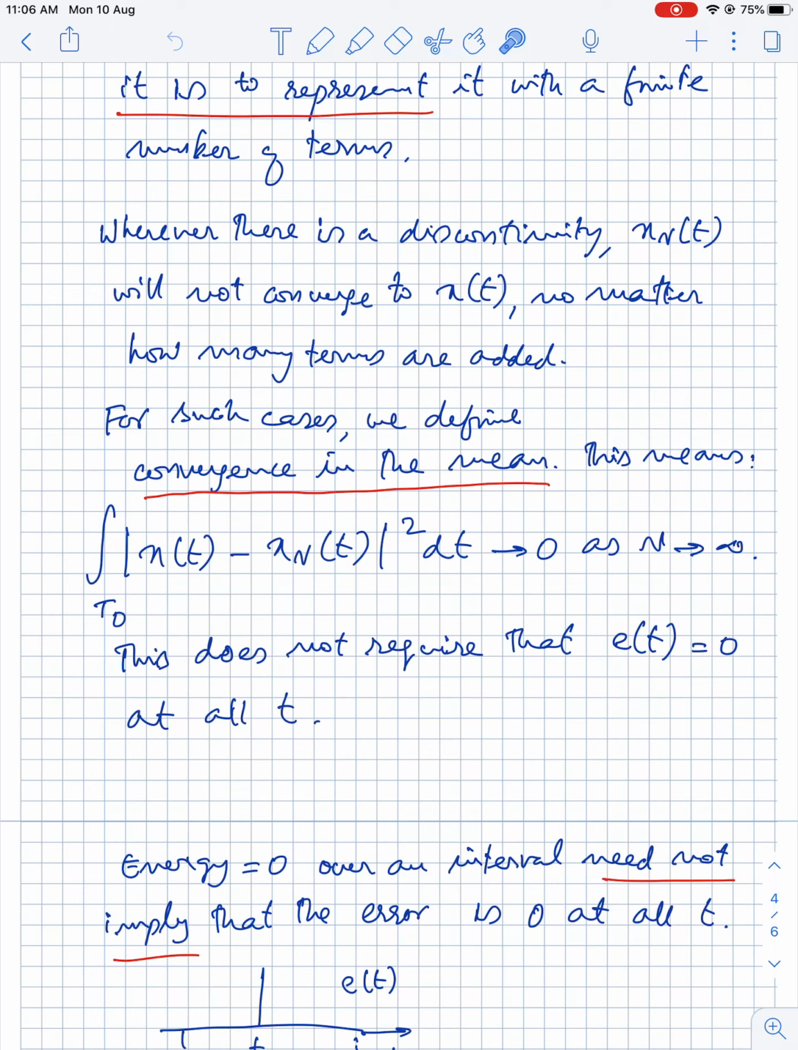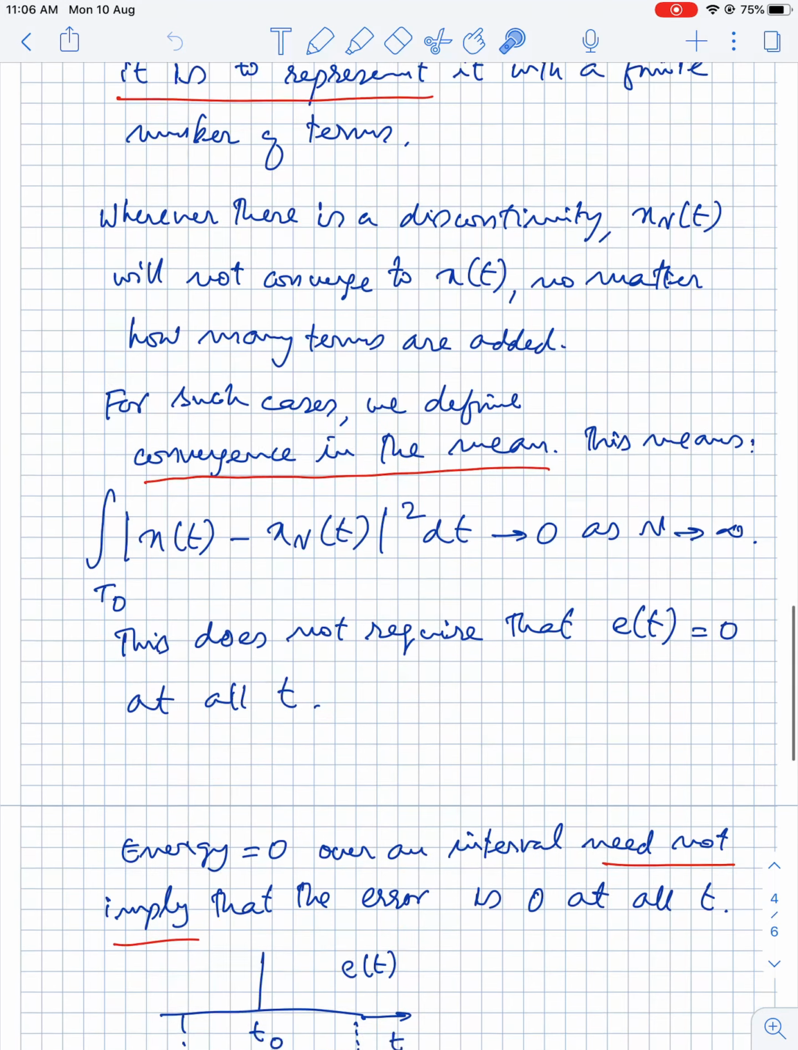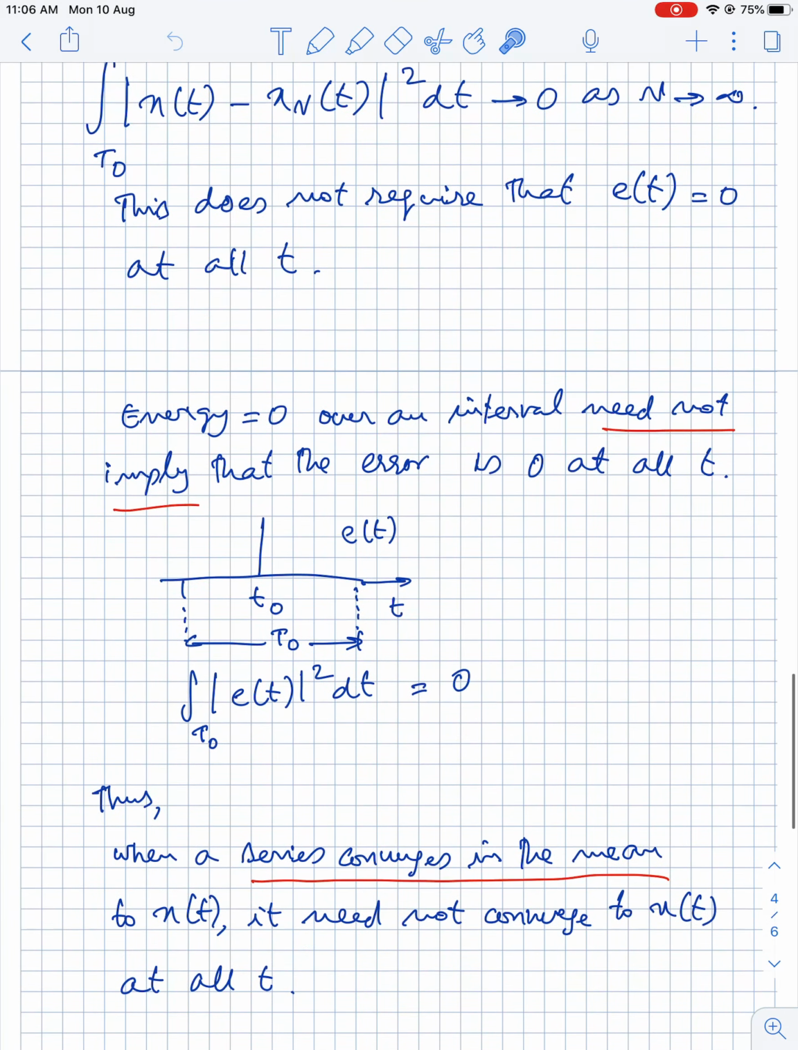But the catch is that convergence in the mean does not require that E of t equal 0 at all t. For example, I have shown E of t here. This is the period T naught. Within this period, there is a non-zero value here at small t naught. At this point there is a non-zero value, but still, if you find the energy of the error in this period 0 to T naught, you will still get it as 0.